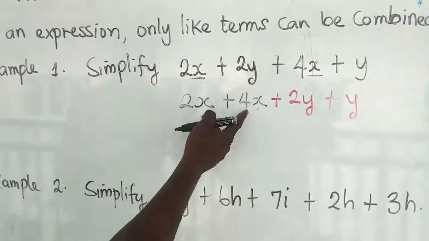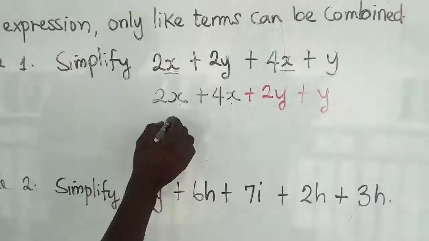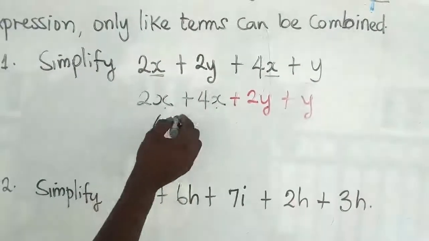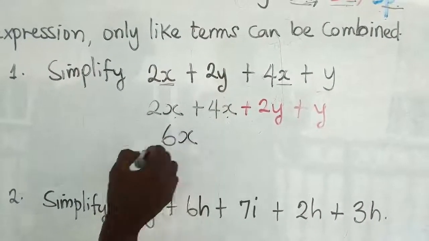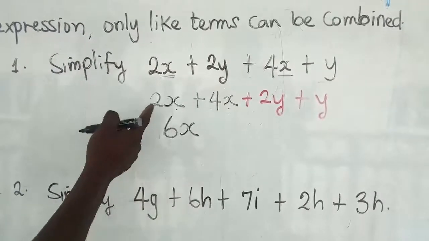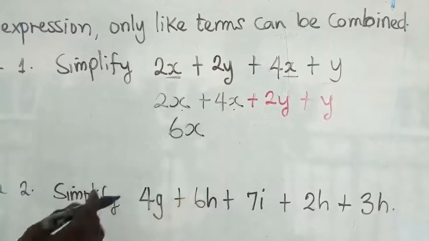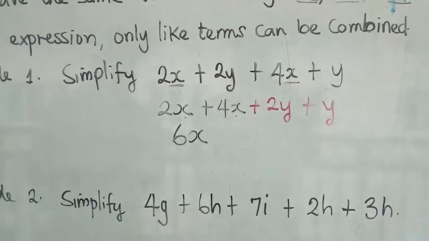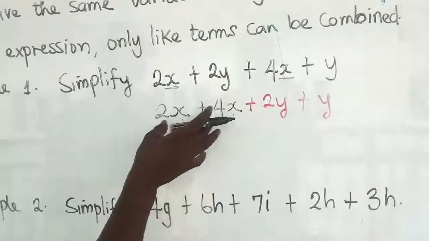2 plus 4 is 6. So you just write down the variable. You don't need to add the variable, you only add the coefficient. Add the coefficient, 2 plus 4 is 6. Then you just bring the variable and attach it to the coefficient. We are done with x.